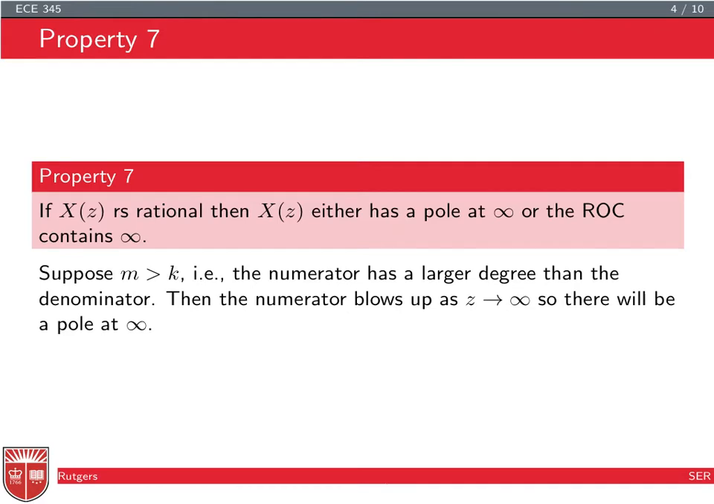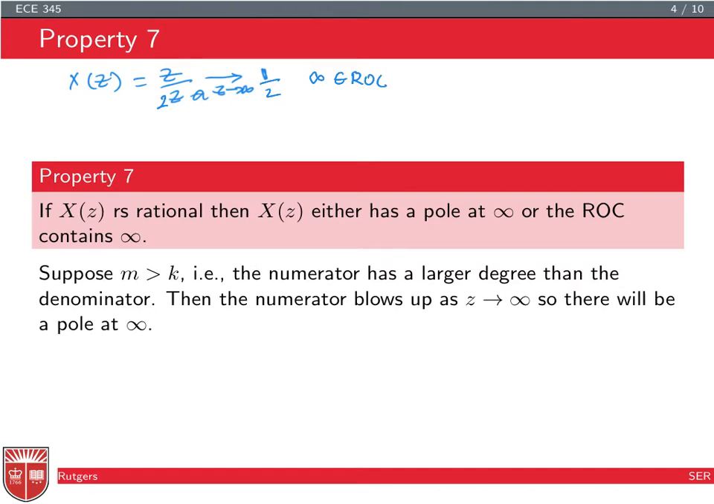So in terms of understanding the ROC of a rational function, let us first talk about the first problematic case, which is what happens when z goes to infinity. If we take our previous example, X(z) equal to z divided by z minus a, we know that when z goes to infinity, this is going to converge to 1. If you had 2z minus a here, it would converge to 1/2. This means that infinity is in the ROC, because the limit does exist.